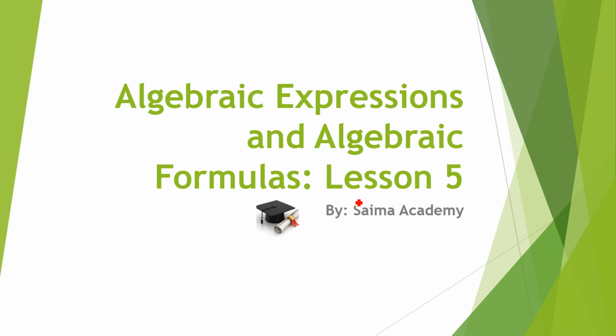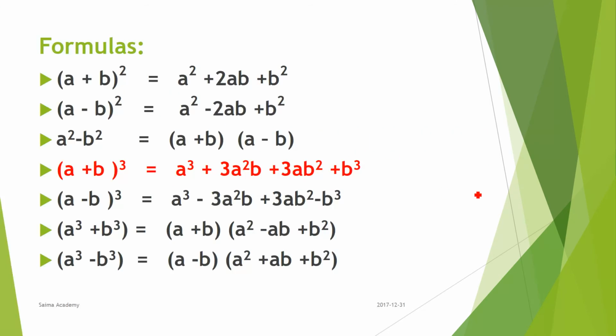This is our lesson number 5, and the chapter is algebraic expressions and algebraic formulas. In this lesson, we are going to learn today the fourth formula, which is (a plus b) whole cube equal to a cube plus 3a square b plus 3ab square plus b cube.